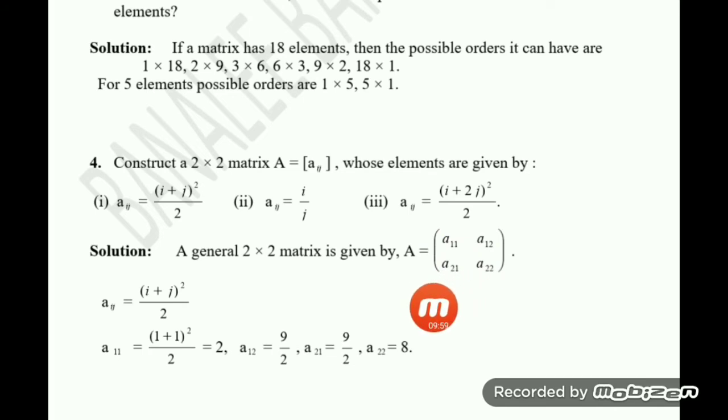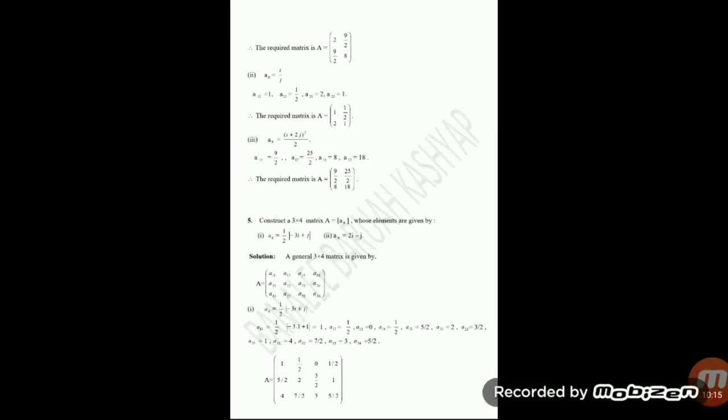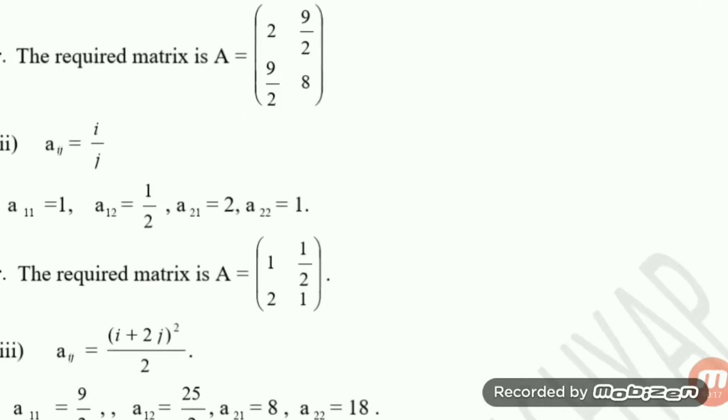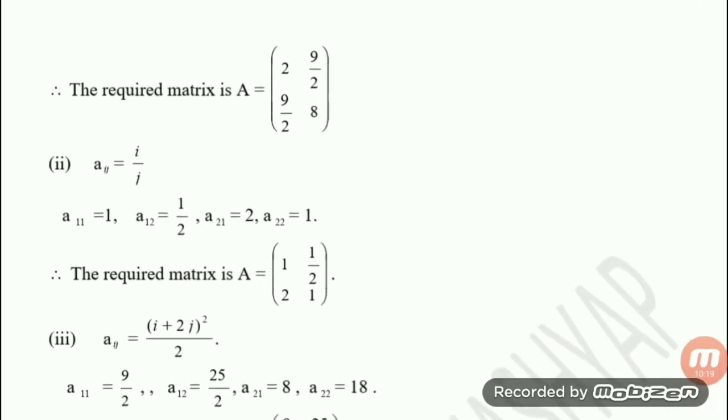Means in the place of A11, you put 2. In the place of A12, you substitute 9 by 2. In the place of A21, you substitute 9 by 2. And in A22, you put 8. Okay, then you will have your required matrix. Required matrix is: A11 is 2, A12 is 9 by 2, A21 is 9 by 2, and A22 is equal to 8. Hope you understood how to form the matrix.